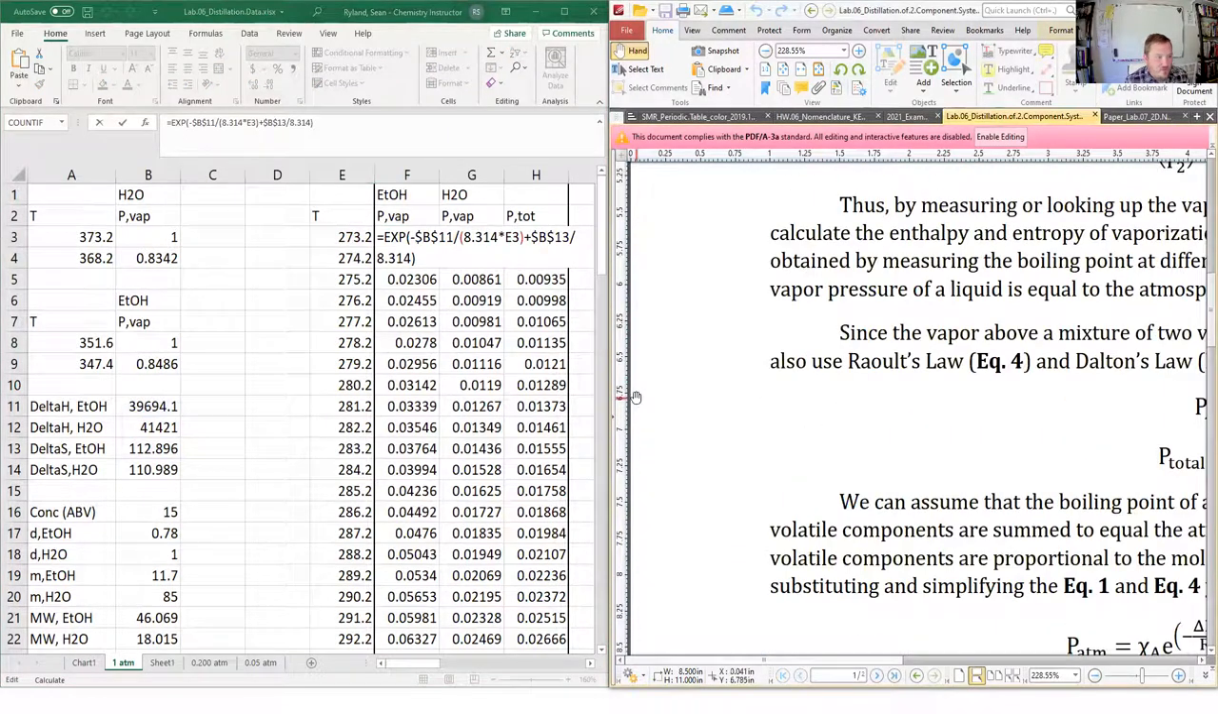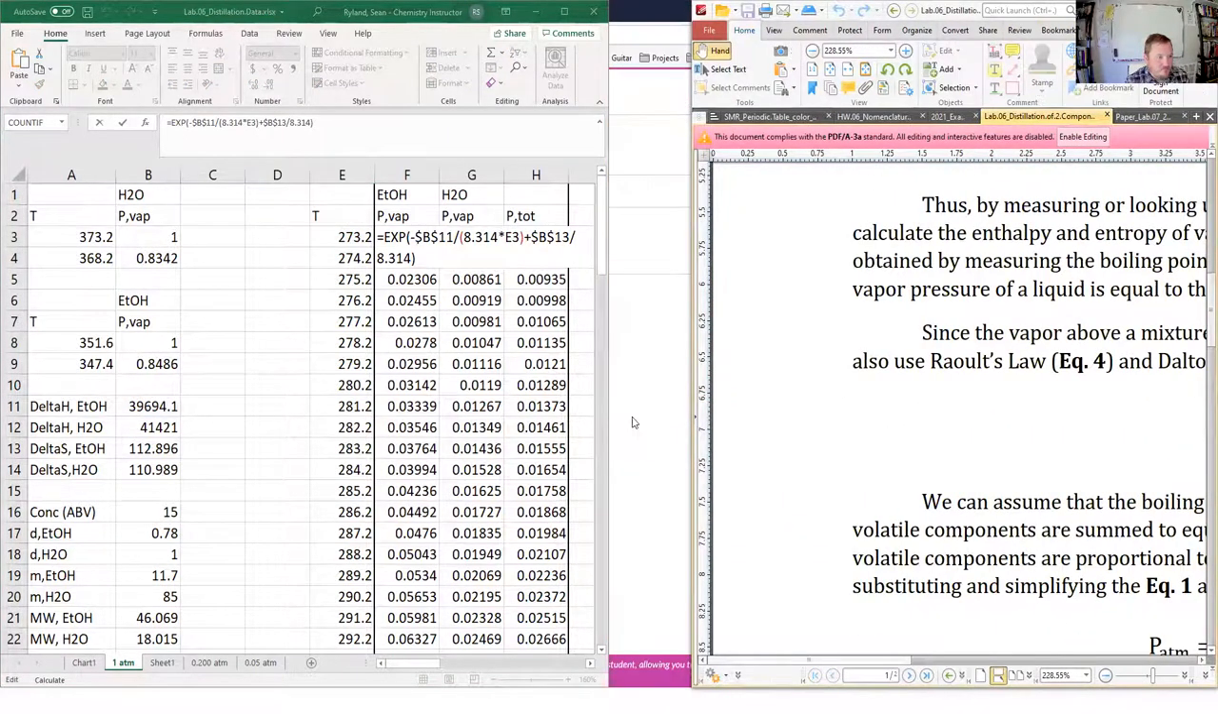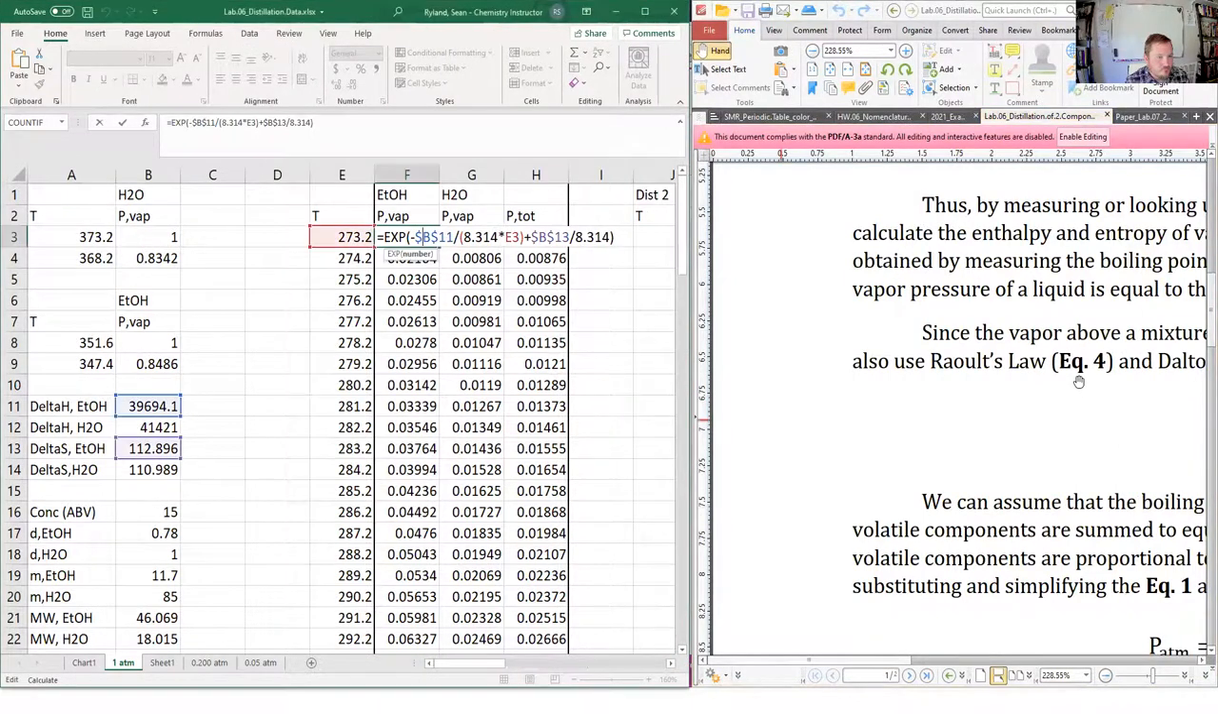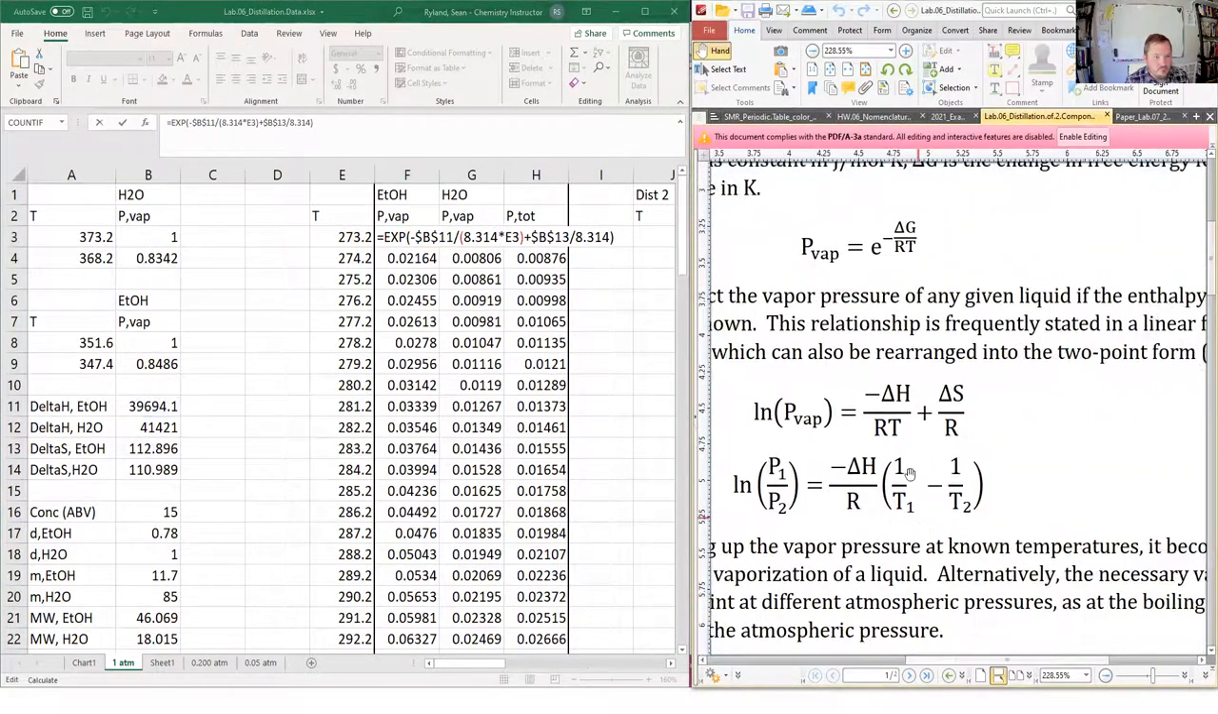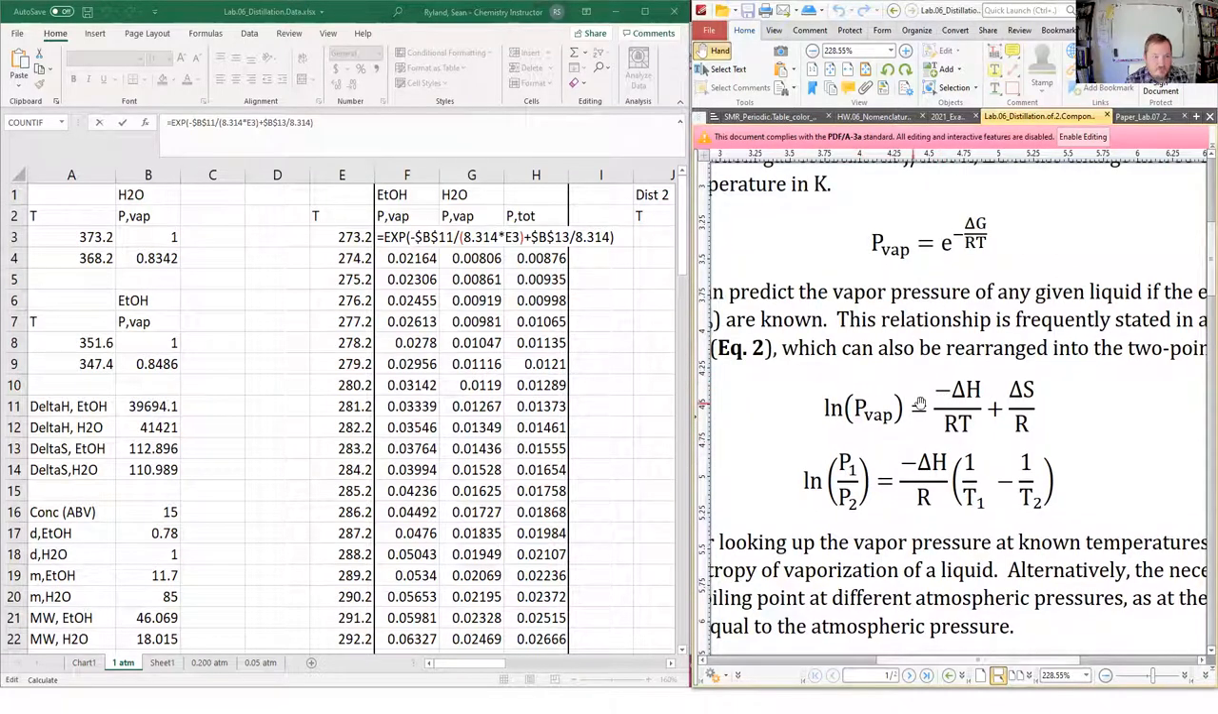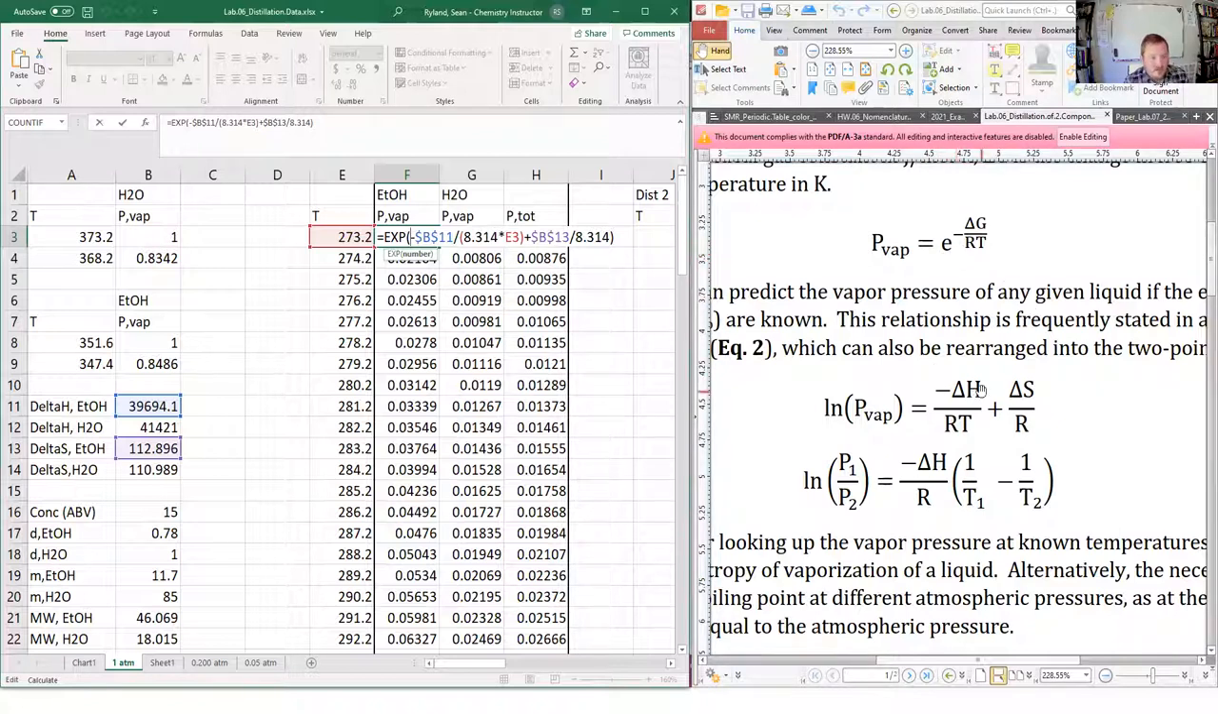It's going to be based around the same equation we looked at a second ago. Right here, you're going to use this equation. Actually, you're going to use this form of the equation to plug in and get vapor pressure as a function of the temperature. So you have E, your vapor pressure for ethanol is equal to E to the negative delta H over RT plus delta S over R. You're plugging in this equation.